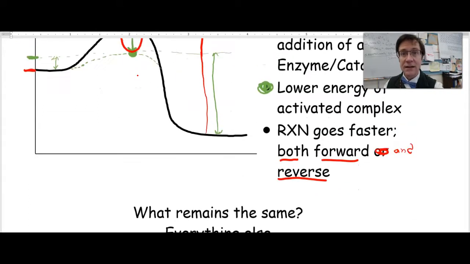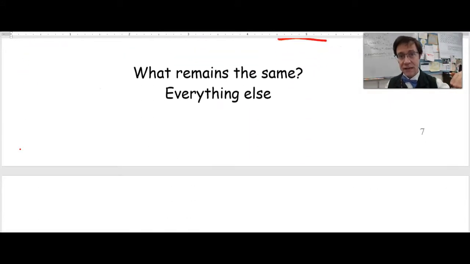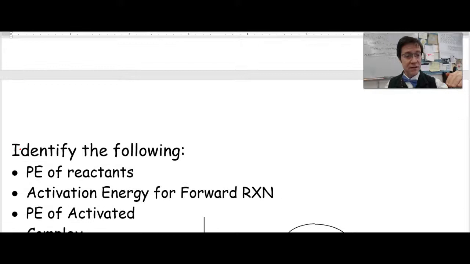Like everything. If you'll notice, delta H still goes from here to about here, right? The reactants are still here and the products are still here. So there's not much else that changes. All it does is lower the activation energy and the energy of the activated complex.